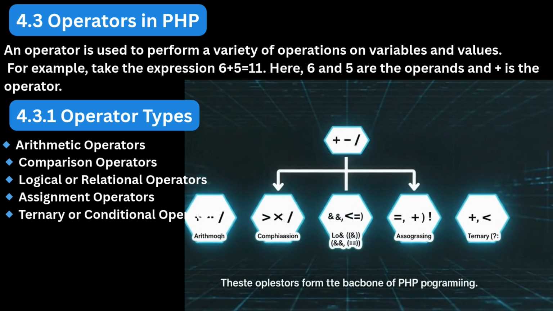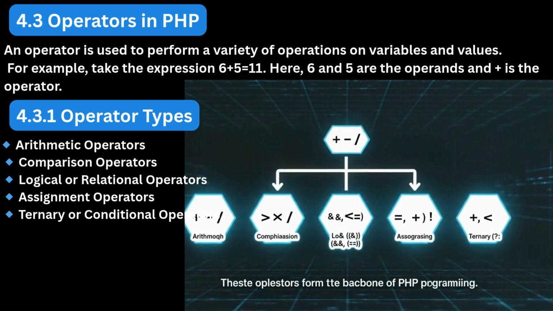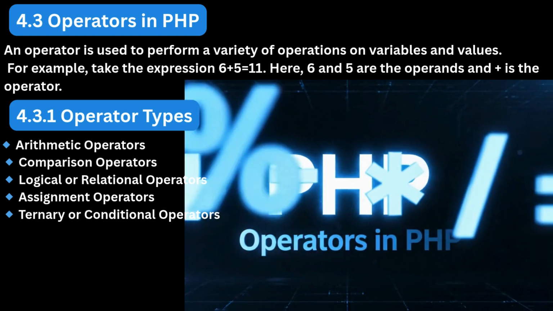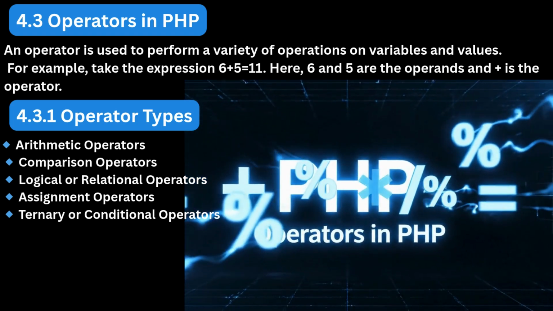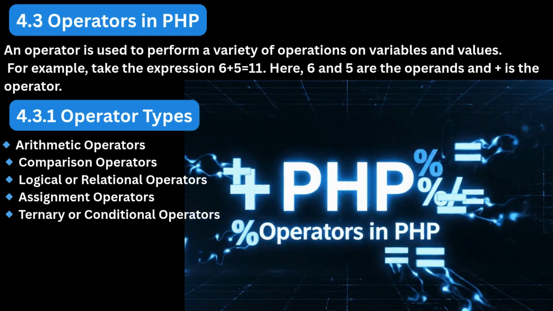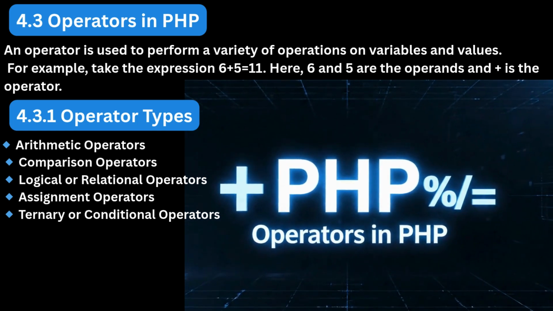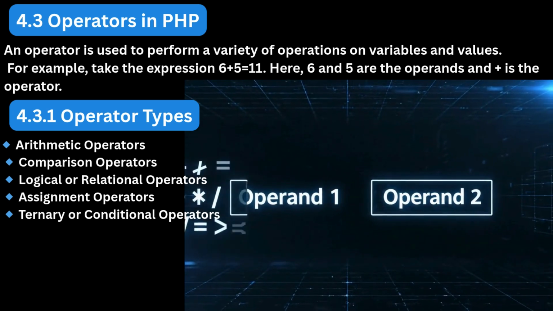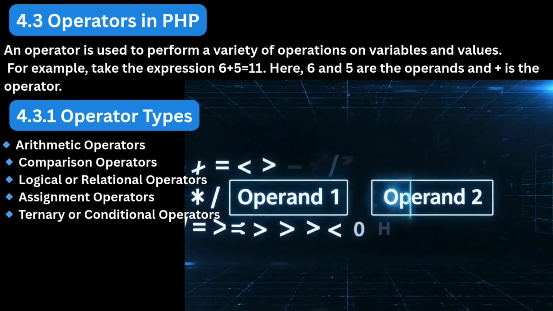The third category is logical or relational operators, which help us combine multiple conditions at once. For example, we might want to check whether two conditions are true at the same time, or whether at least one out of multiple conditions is true. Logical operators make these complex decisions possible within our code.